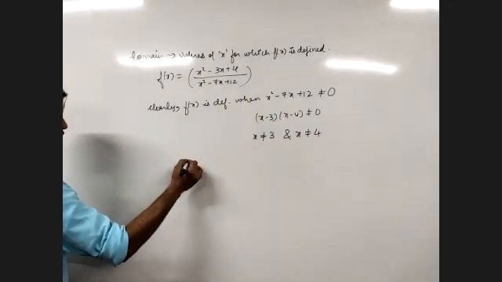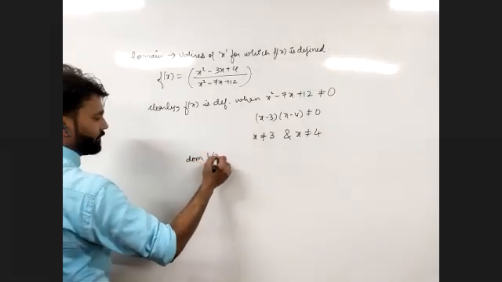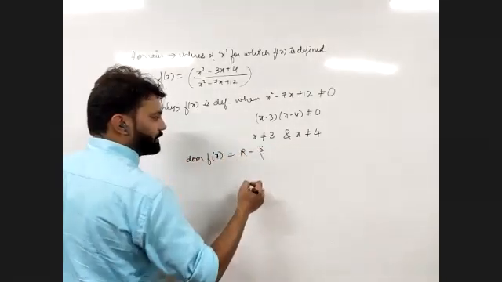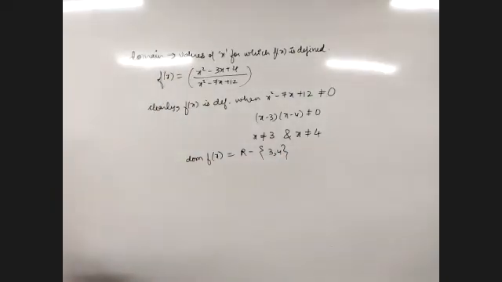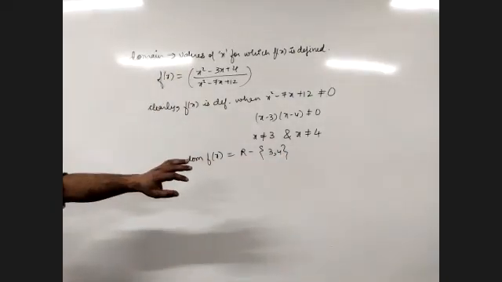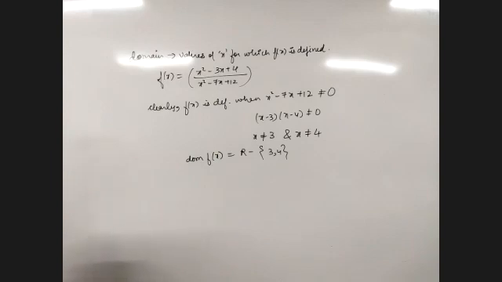So what will be the domain of this function? All real numbers except 3 and 4. You can put anything in place of x, but not 3 or 4. Right? Clear?